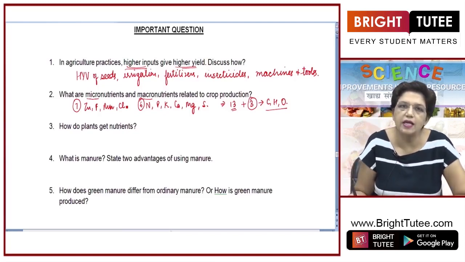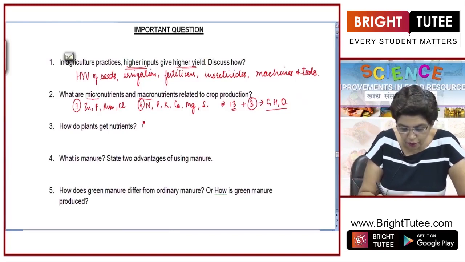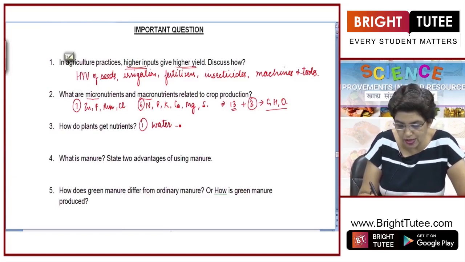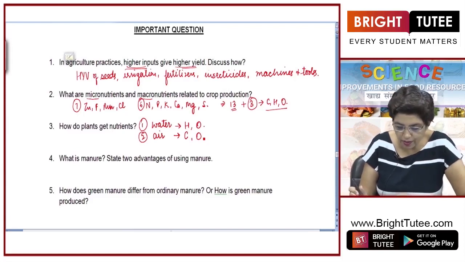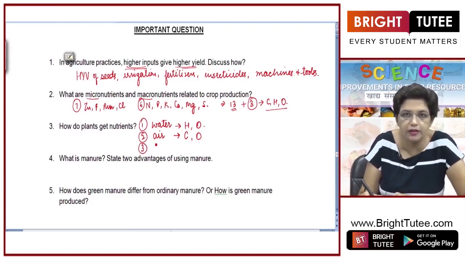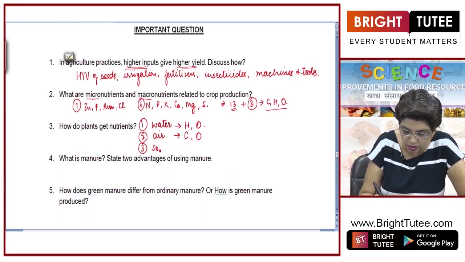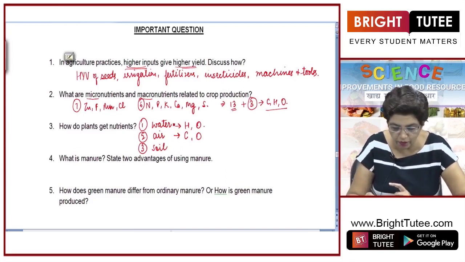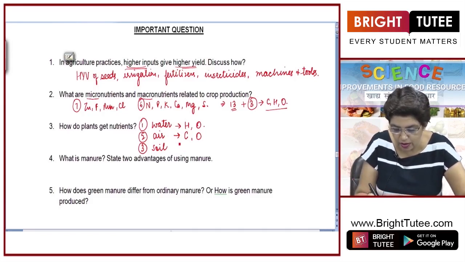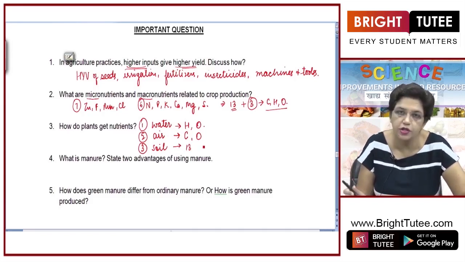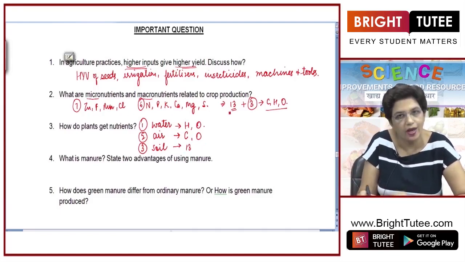Next, how do plants get nutrients? First of all, plants get nutrients from water. Since the chemical formula for water is H2O, it provides hydrogen and oxygen. Second is through air. Air contains carbon dioxide, which provides carbon and oxygen. All other nutrients are obtained from the soil. So plants get nutrients from water, air as well as soil. From the soil they get 13 other nutrients, like the examples which I have shown you here.